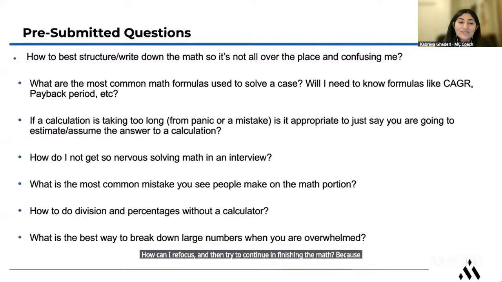Because if you say you're going to estimate or assume, I can't really give you points on that. So it's better to try and complete it than to just give up and take the L.